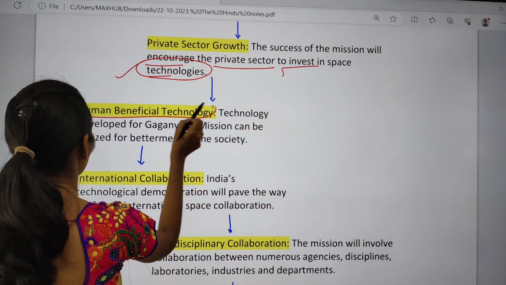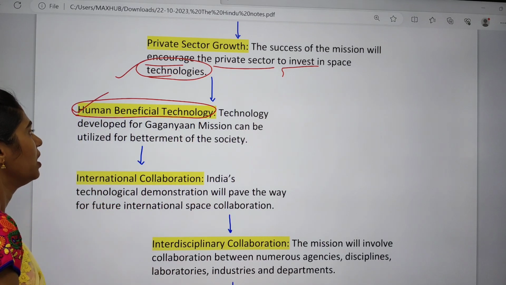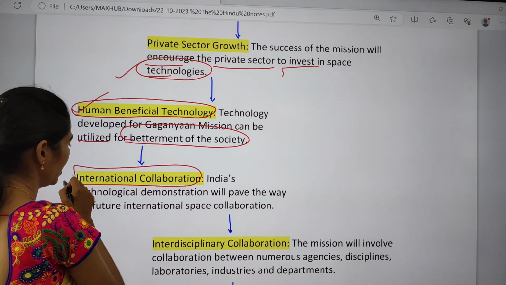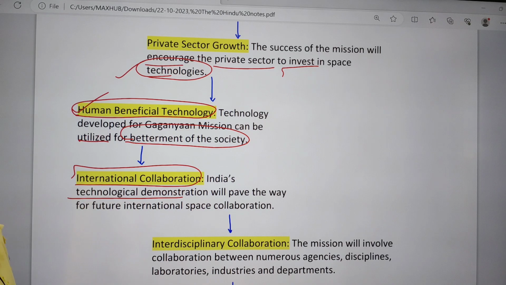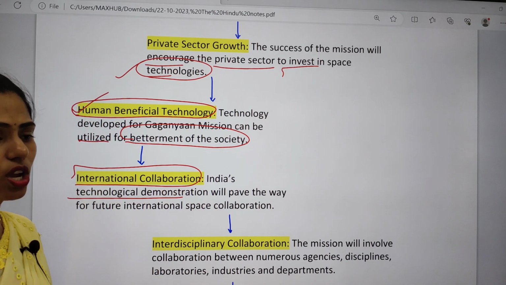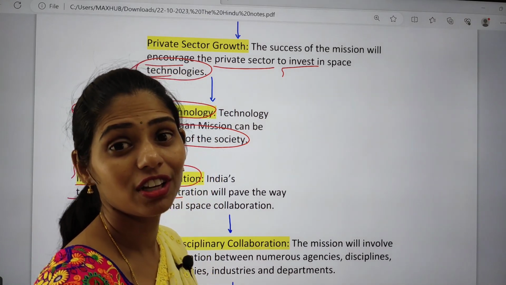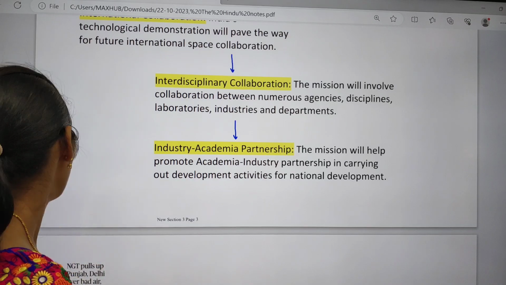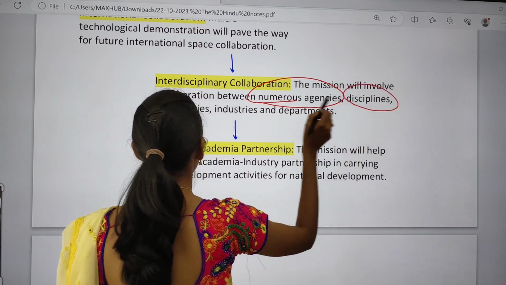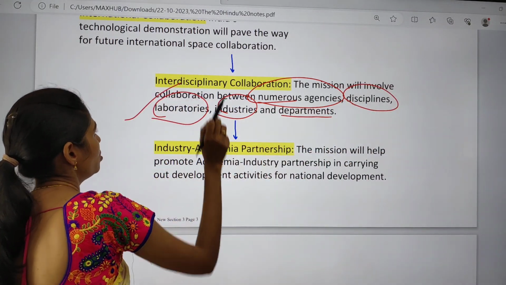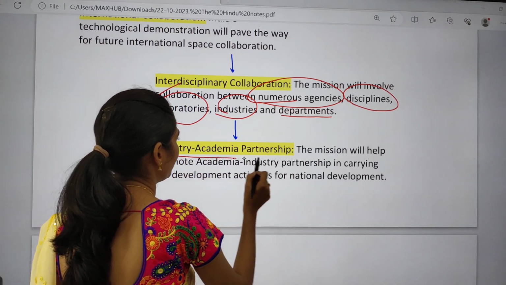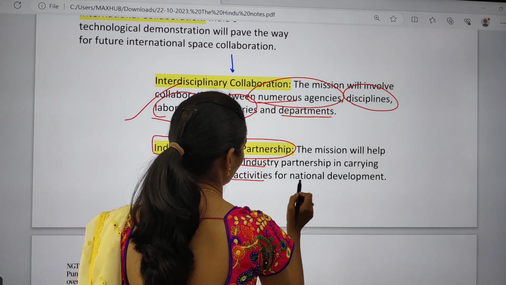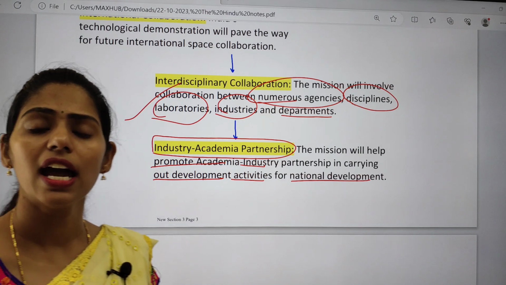The next one is that it will be helpful for humans. Human-beneficial technology can be developed, because the Gaganyaan mission can be utilized for the betterment of society as well. Then international collaboration: India's technological demonstration will pave the way for international science exploration and space collaborations. Many countries will look towards India for collaboration in the near future if this mission is successful. Even interdisciplinary collaboration: this mission will involve numerous agencies, disciplines, laboratories, industries and departments. And industry-academia partnership: this mission will also promote academia-industry partnership in carrying out development activities for national development. So for all these reasons, the Gaganyaan mission is very, very important.